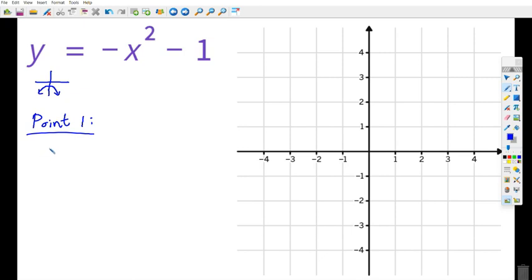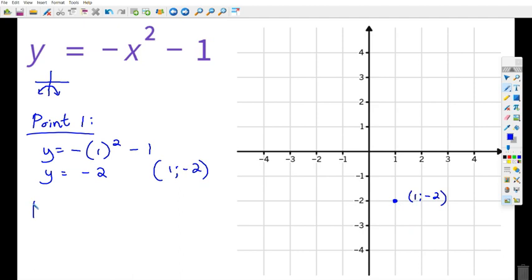I'm going to pick 1 again. Pick things out of the sky. 1 squared minus 1, and that's going to give me negative 2 for y. So my point there is 1 and negative 2. So 1 and negative 2 there.